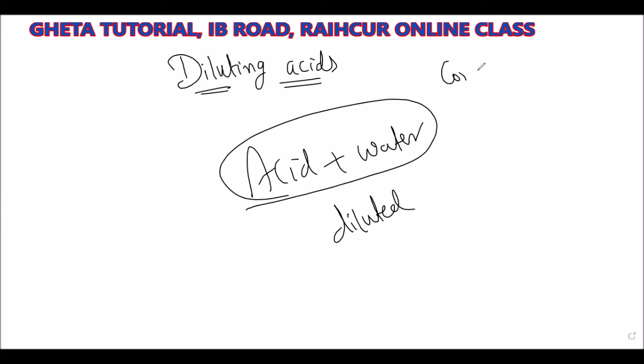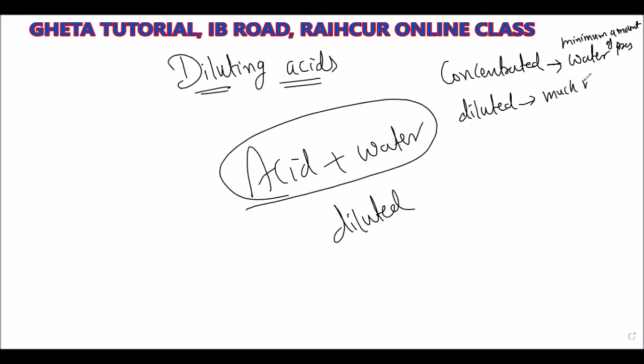Last time we learned about concentrated. What is the difference between concentrated and diluted? Concentrated means a very minimum amount of water is present. What about diluted? Diluted means a much larger, maximum amount of water is present. So that is the difference between concentrated and diluted.